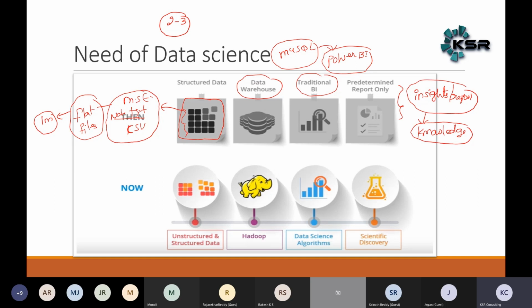Sir, are we collecting only the structured data? Can't we collect any other data? No, we are also collecting other data. Along with the structured data, we are also collecting the unstructured data.